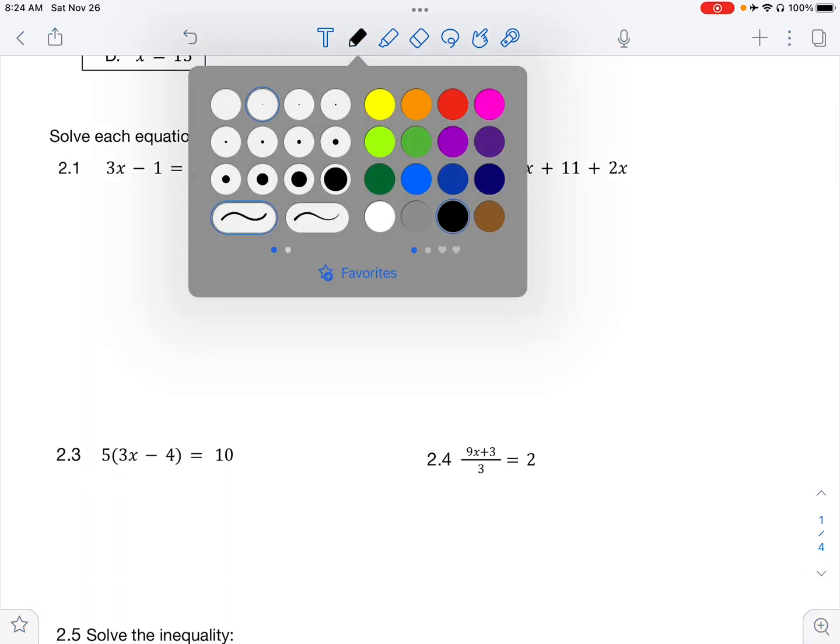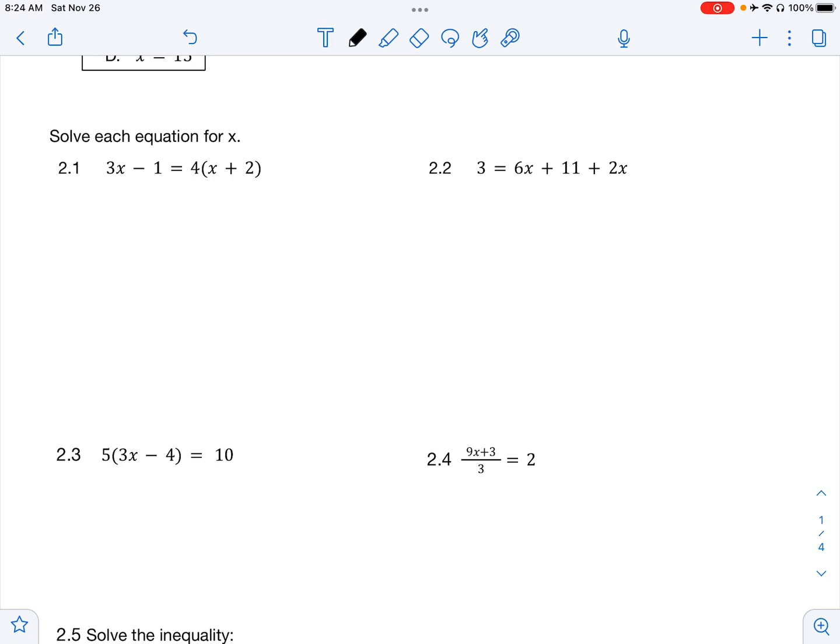So we can see that those two are not options because they don't have the same solution. On solving for x. On this one, I am going to distribute this 4 first. I'm going to get 3x minus 1 is equal to 4x plus 8. And I'm going to get all my x's on one side. So minus 4x minus 4x. That'll give me negative x minus 1 equals 8. I'm going to add 1. I get negative x equals 9. Since I have a negative x, I have to divide or multiply by a negative 1. And that will give me x equals negative 9.